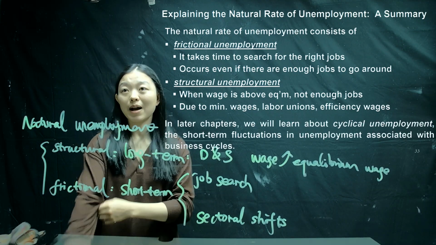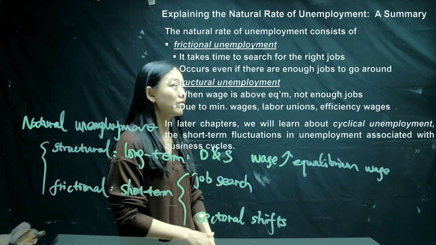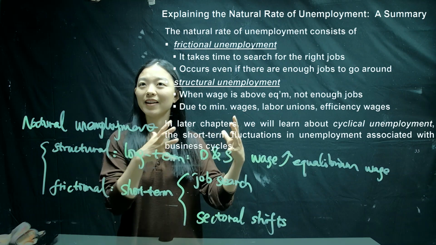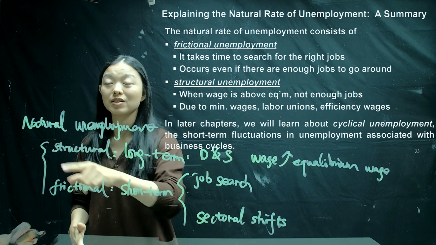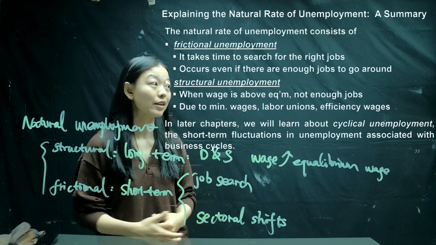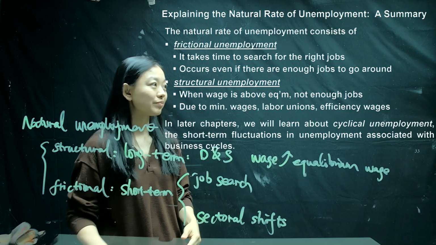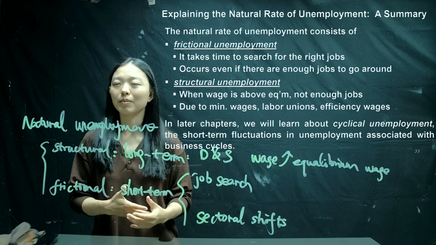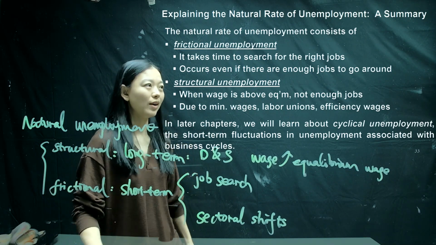In a later chapter, we would like to talk about another type of unemployment, which is the unemployment related to the business cycle. That will be talked about probably in chapters 20 and 21.